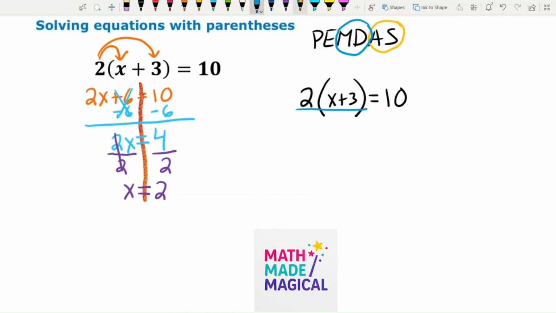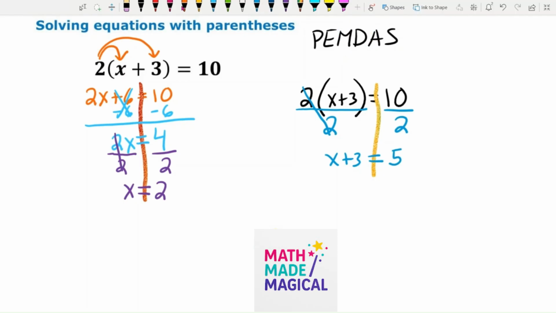So I can undo that with division. Let me go ahead and draw my wall, though, so I make sure I do it to both sides. So I'm going to divide both sides by 2. 2 divided by 2 is 1, and there's an invisible 1 there, so I don't need to write it. I can get rid of the parentheses. So I'm just going to write x plus 3. Bring down my equal sign. 10 divided by 2 is 5.